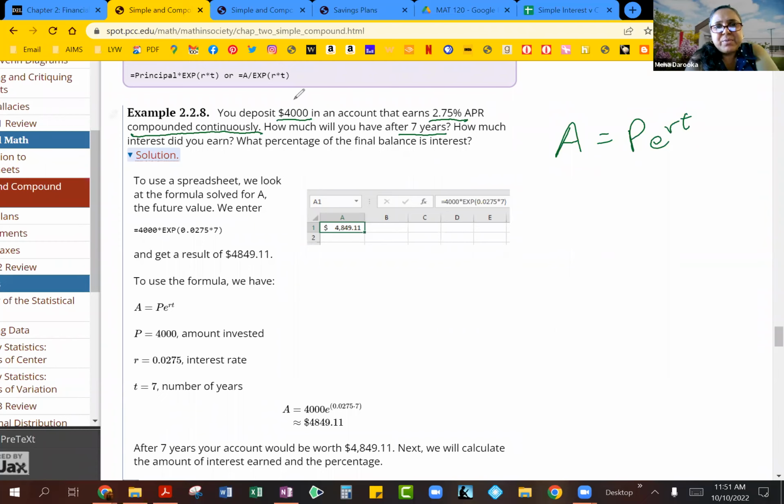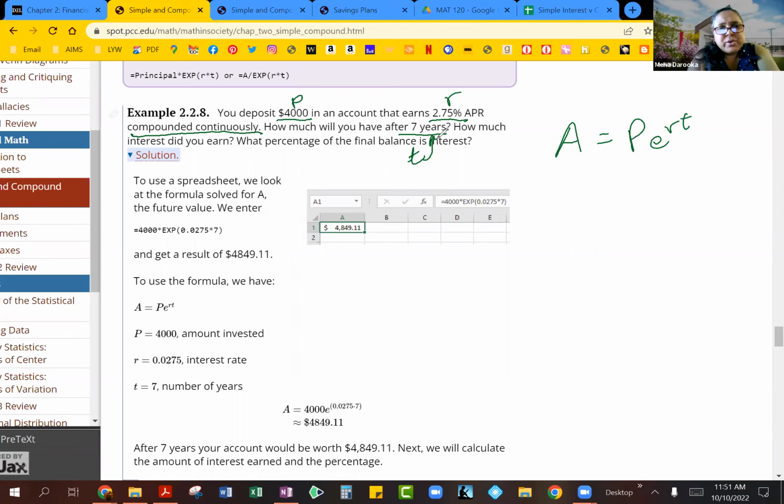So of course you can see we are depositing 4,000, that's our principal. Our rate of interest is 2.75. It's being done continuously, so no N value. And then your T is 7 years. They want to know how much interest will we earn and what percentage of the balance will the interest be.